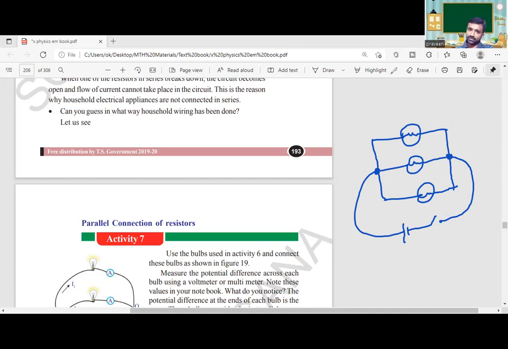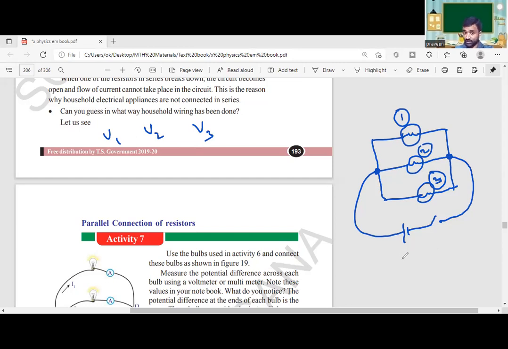So here I am observing using the multimeter. What amount of voltage is maintained in the first bulb? Bulb 1, what amount of voltage is maintained? Bulb 2? Bulb 3? Individually I can verify V1, V2, V3, and note down the values. Then compare these values. What can you realize?